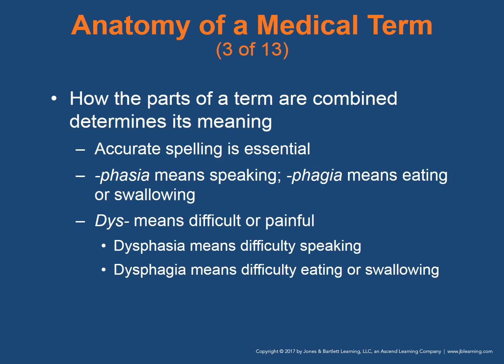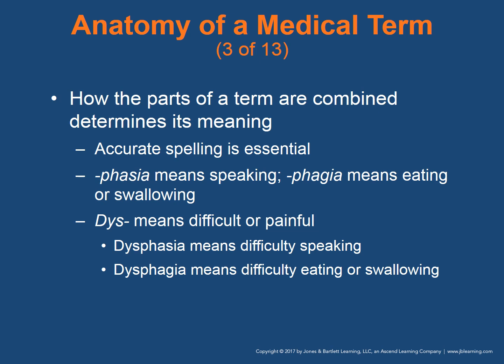So let's talk about how these parts of the term are combined and how it determines the meaning. The accurate spelling is essential, right? When you're looking at these, it can be easy to mix up neuro or nephron, right? Kidney and nerves, big difference there.